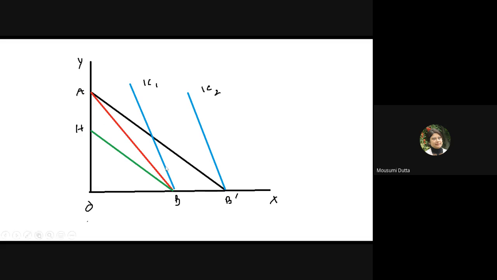Okay, the slopes of AB and HB are different. That means they are indicating different relative prices. HB is indicating a lesser price compared to AB. However, with the lesser price, we are not getting any change in consumption point. So the substitution effect is absolutely equal to 0. Okay, so the movement from B to B prime measures the income effect of relative price change.